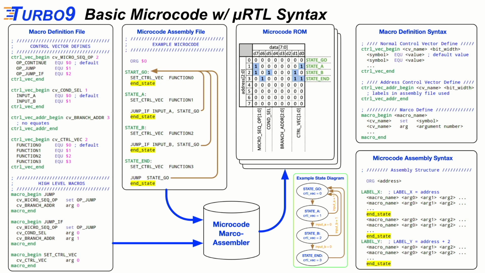These mnemonics are actually macros. This is a macro assembler, and you define your macro assembler with a macro file. And what that's doing is it's basically breaking down these mnemonics into control vectors, okay? Which is what actually gets built into the ROM. So each one of these is control vectors that splits up the ROM word.